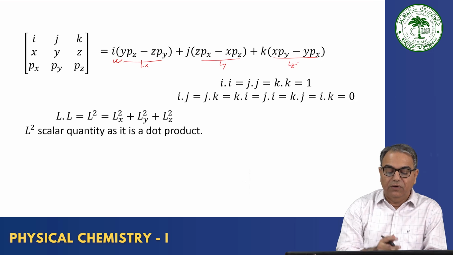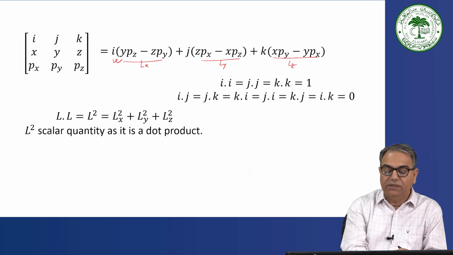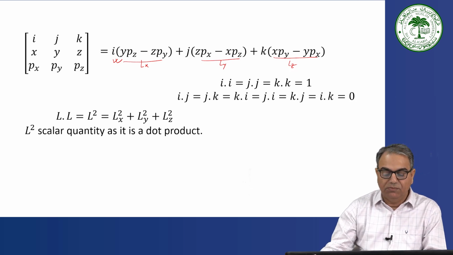Okay. Now L square is actually a dot product of L into L, and this L square is given as Lx square plus Ly square plus Lz square. L square is a scalar quantity as it is a dot product. Okay. So remember, L is a vector quantity, L square is a scalar quantity. Okay. It's a dot product.